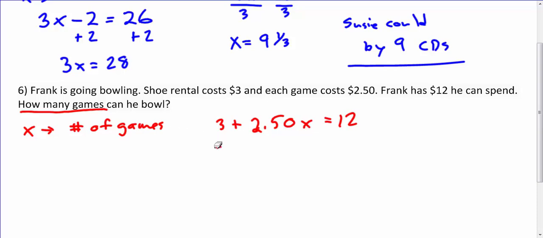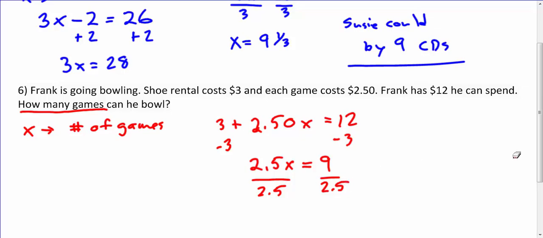Let's start by subtracting 3 from each side. So we're going to have 2.50x, and note that I left out the 0. It's not necessary. It's okay if you have it, but it's not needed. 2.5x equals 9. We need to divide both sides by 2.5.